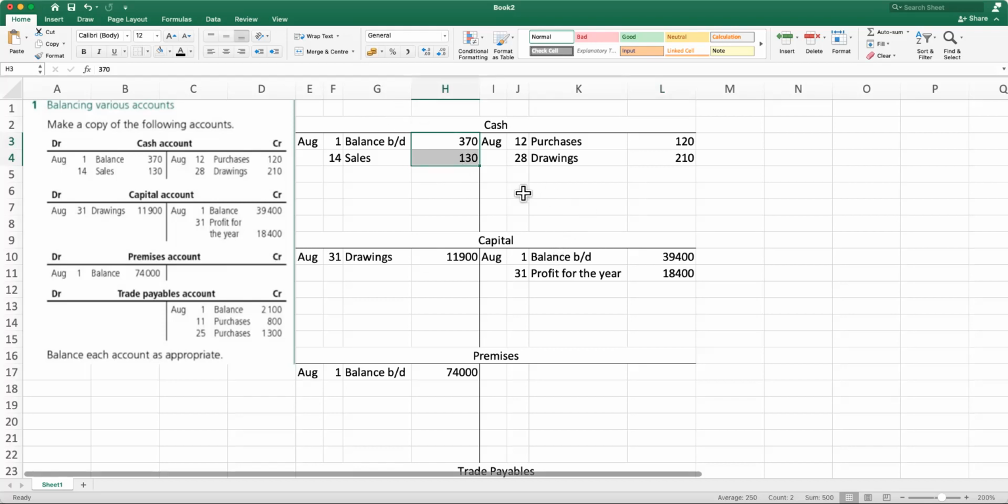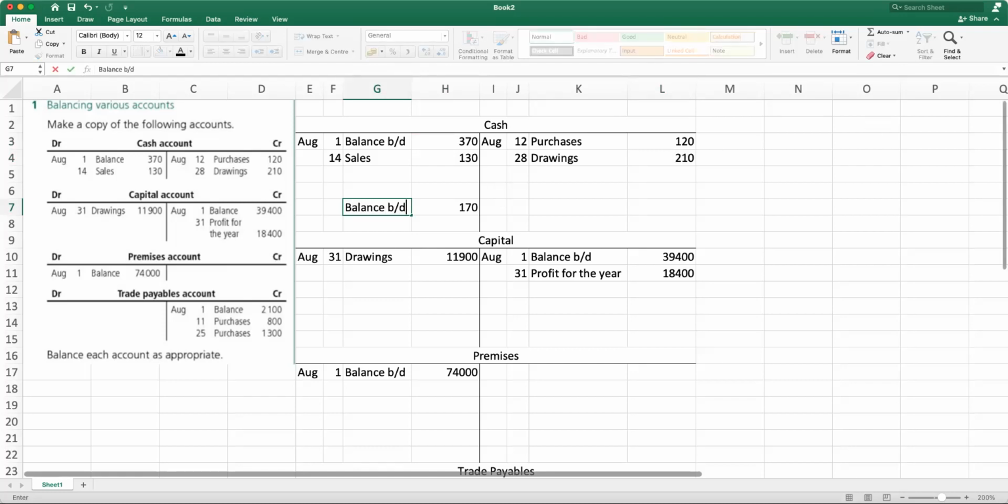You just need to find whichever side is more. So debit 500, credit side 330. If that's the case, my balance should be on the debit side. I should have a balance of 170. So technically speaking, I can just immediately write 170 here for my next year's balance. So I can just write balance brought down 170.